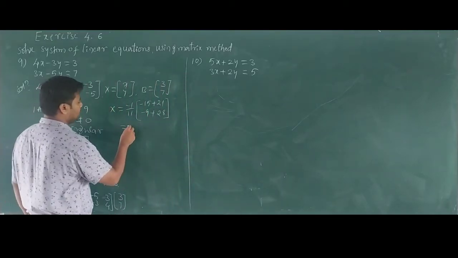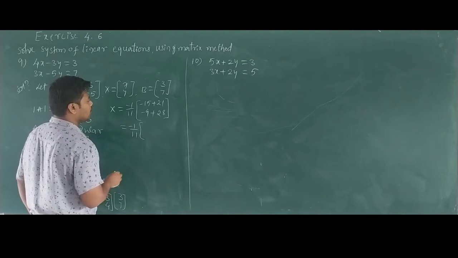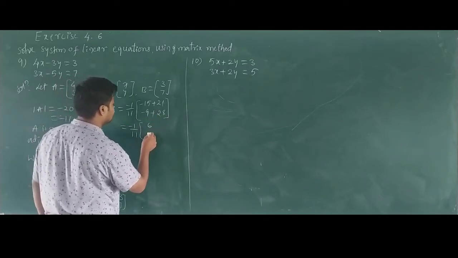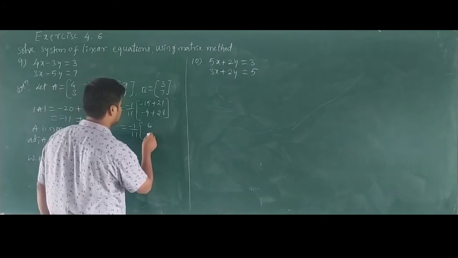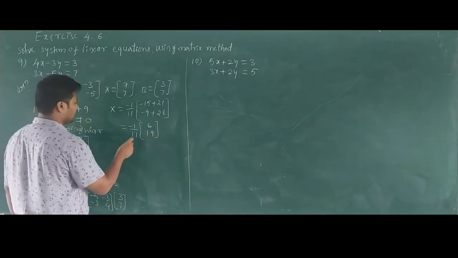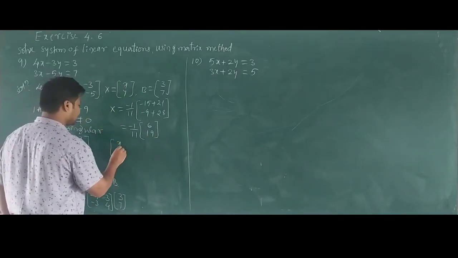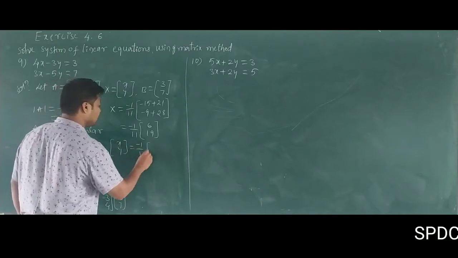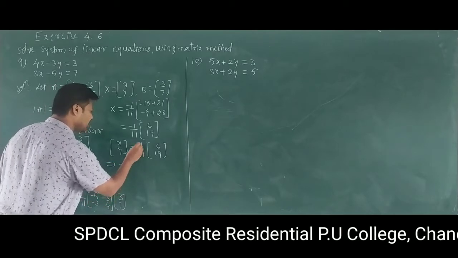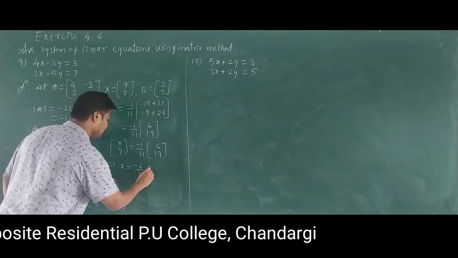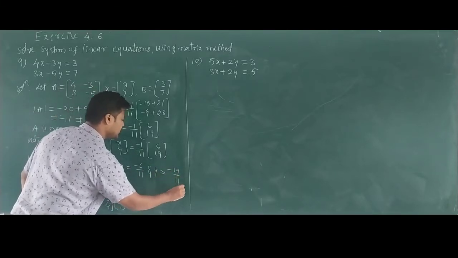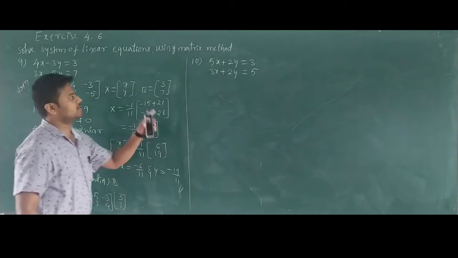This equals minus 1 by 11 into 6 and 19. So X, that is x and y, equals minus 1 by 11 and y equals minus 19 by 11. These are the two values. Note down. Next, the 10-mark question.